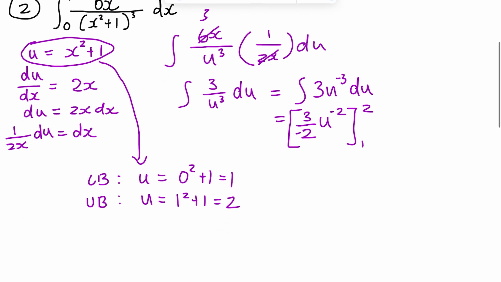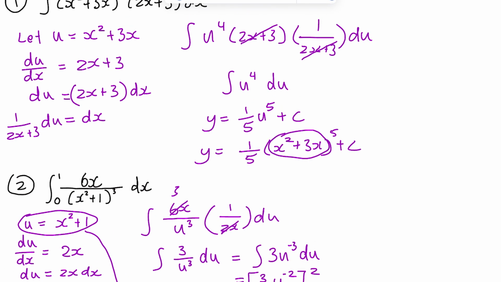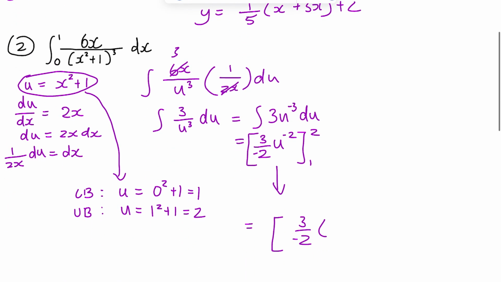Now, the second method that you can do is, from here, instead of keeping it in terms of u, I can make it back into x. So, for example, here you see that we change the u back into the x. So instead of u here, I want to have it in terms of x, so I have x squared plus 1, to the power of negative 2.